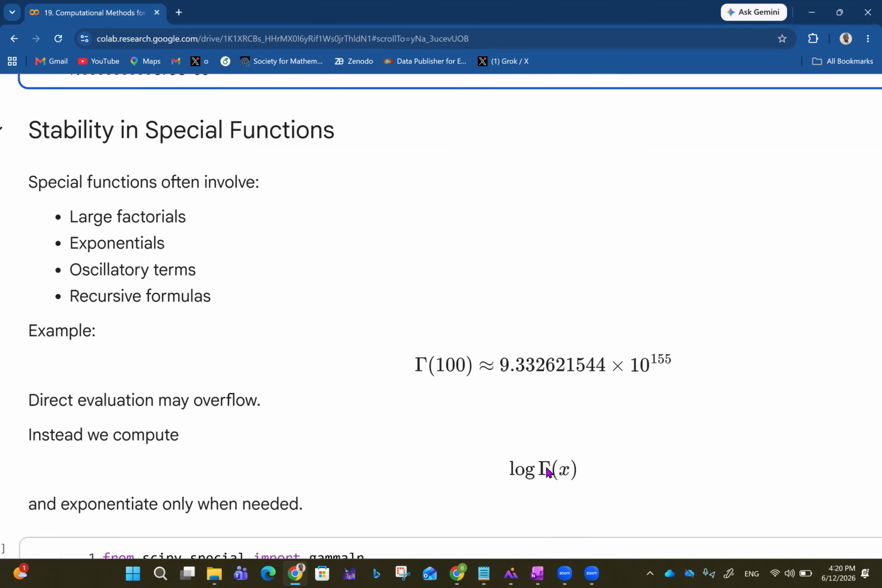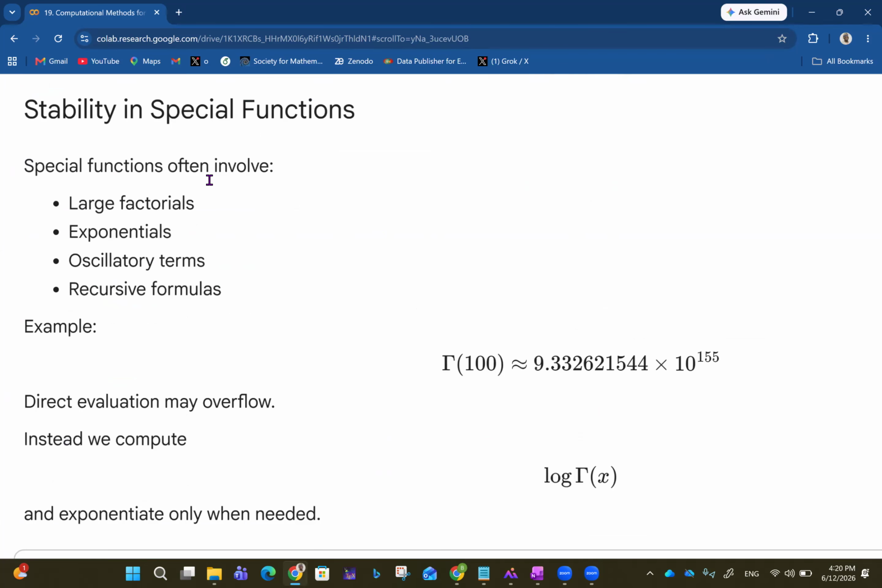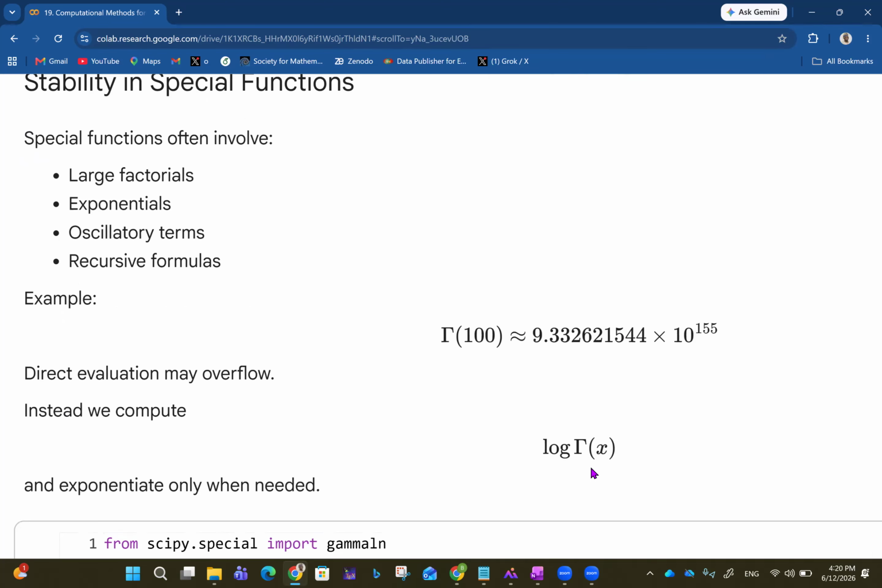Now, talking about stability in special functions: special functions often involve large factorials, exponentials, oscillatory terms, and recursive formulas. For example, gamma of 100 is approximately 9.33262154 times 10 raised to power 155. That's a very big number, so direct evaluation may overflow. Instead, we can compute the log of gamma of x.